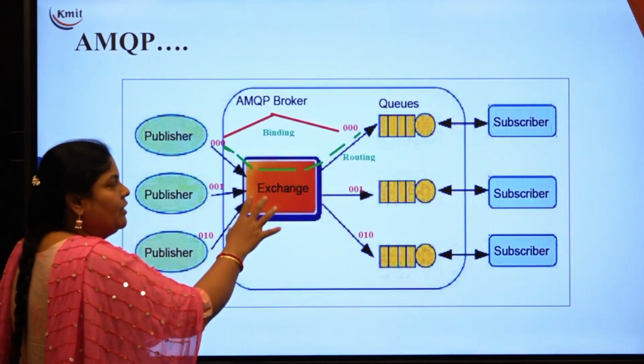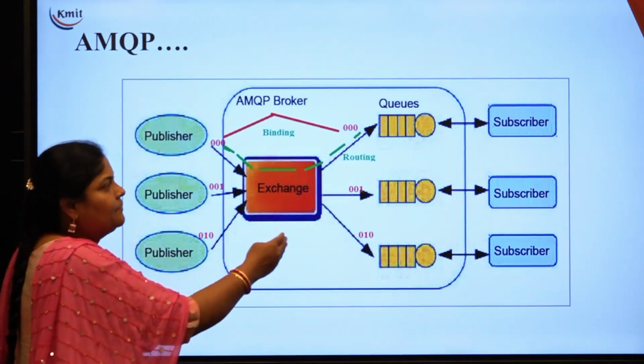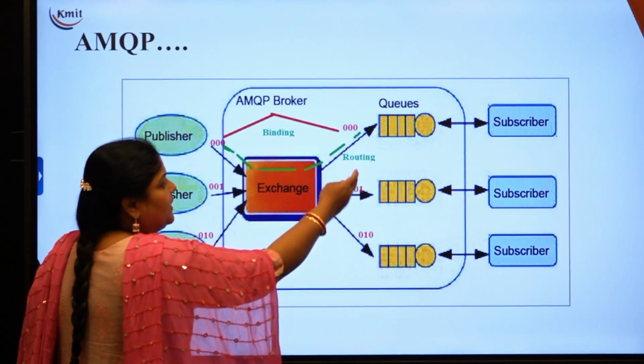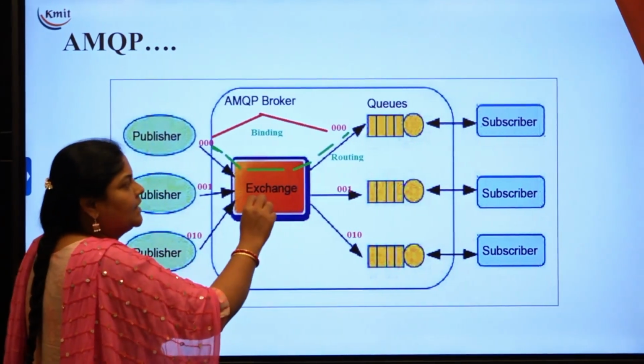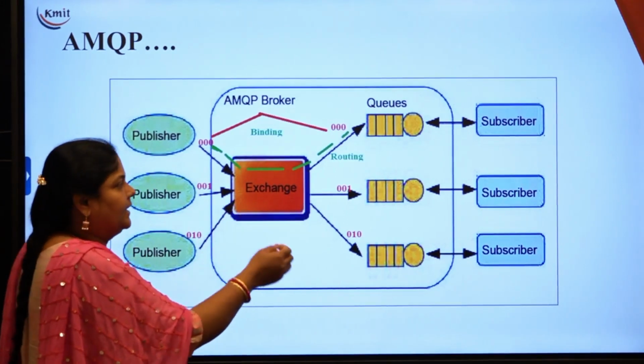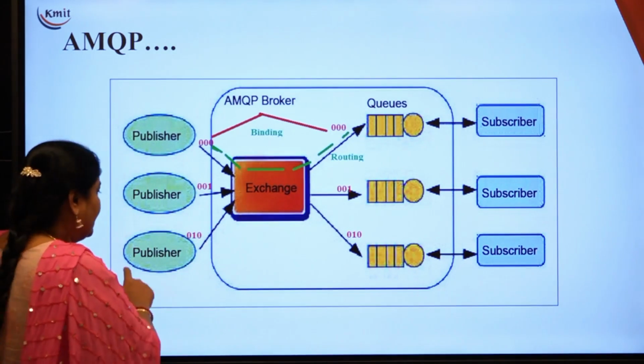The exchange will mainly decide to which queue you need to send the data, and from the queue every subscriber is subscribing to the information which is there in the queue. Whoever is subscribing, the correct client, it will route to that particular subscriber through queues. That is the meaning here.